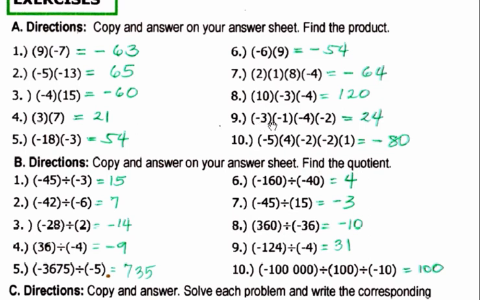Number 9, we have 4 factors: negative 3, negative 1, negative 4, and negative 2. Let's operate first on negative 3 times negative 1. That's positive 3. Then, negative 4 times negative 2, that's positive 8. So, positive 3 times positive 8 is 24. So, take note, in a series of multiplication of integers, if the number of negatives is even, like in this case, 1, 2, 3, 4, there are 4 negatives, the answer is always positive.